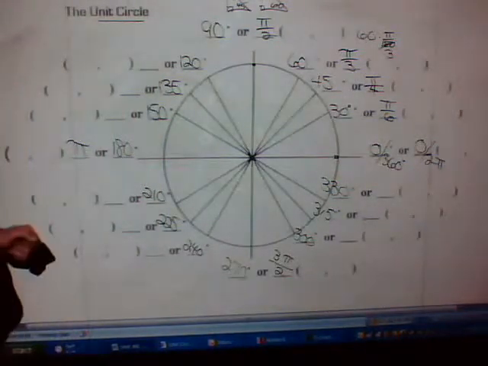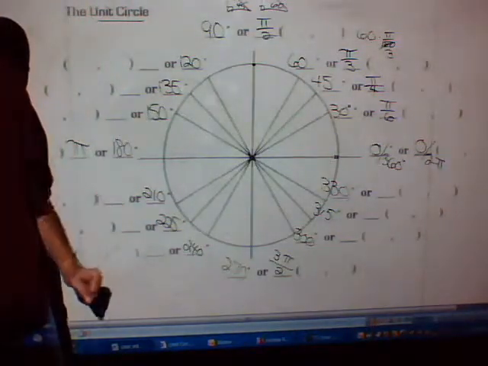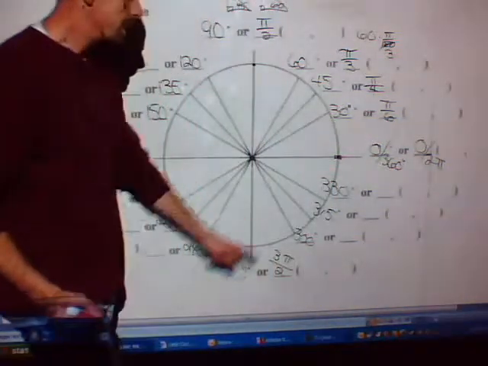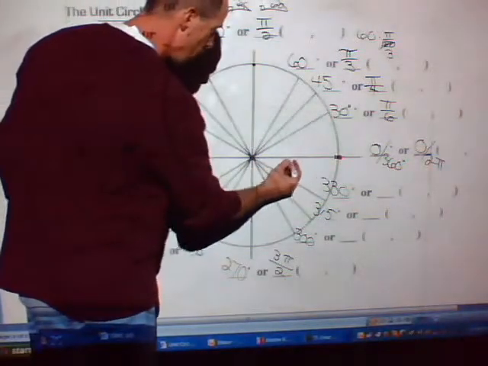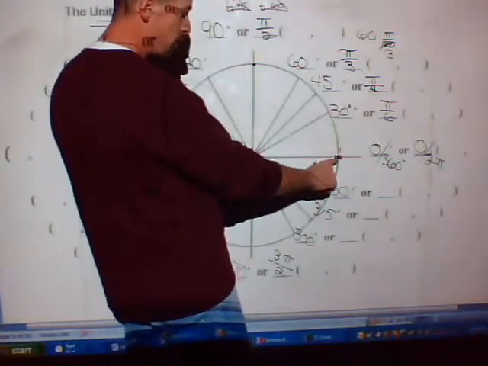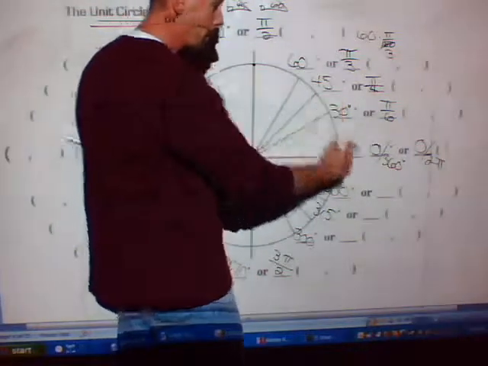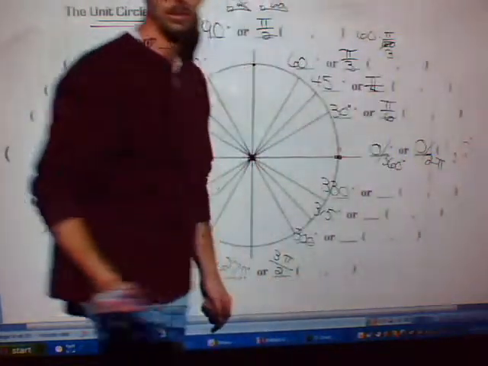Okay, now what we want to do is find the coordinates of all these points. So let's start off with the real easy coordinates. This coordinate here, the initial side, since this is the unit circle, and the unit circle has a radius of 1, the distance from the center to the circle here is 1. So the x value of this point is 1. The y value of this point, we're not going up and down at all, so the y value is 0. So that's the point (1, 0).